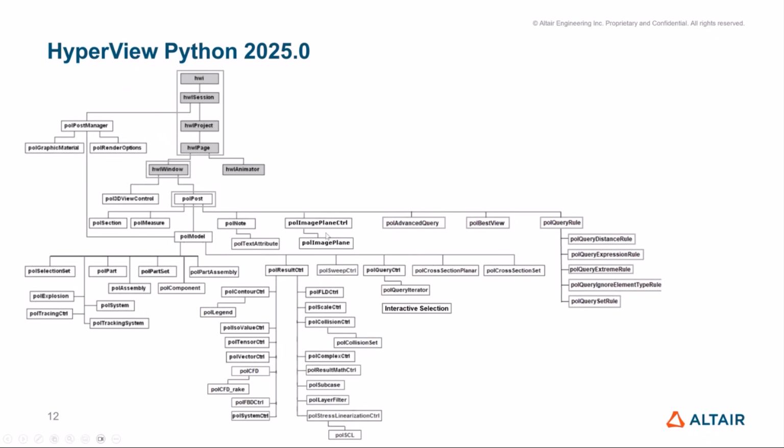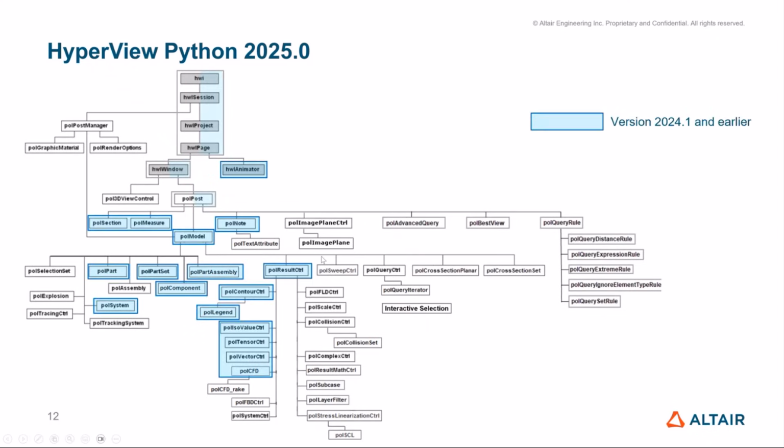So what is new? In 2025.0, here you see the legacy API classes, and this is what we covered in 2024.1. In 2025, we added the following. We added full set support. We have on the window and the session level the 3D export functionality. We added query support and brand new interactive selection.